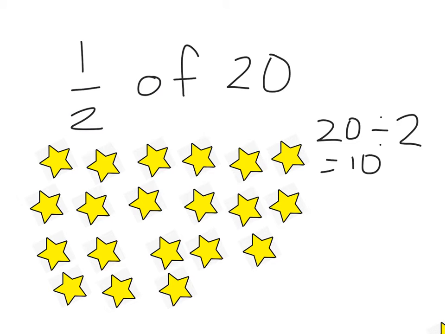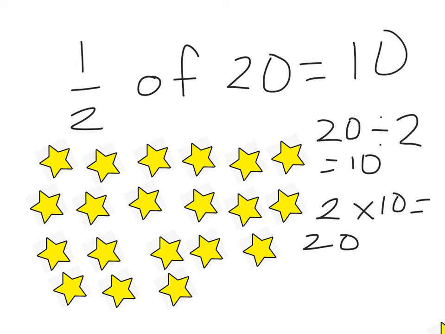I could also change it into a multiplication problem because division is the opposite operation of multiplication. So I know that 2 groups of 10 equals 20. Therefore, 1/2 of 20 must equal 10.